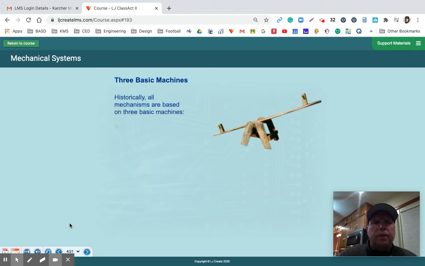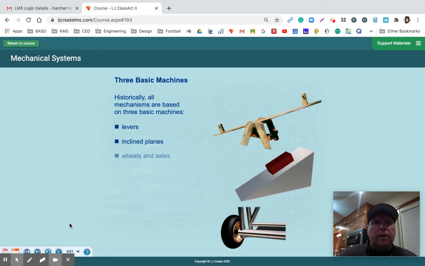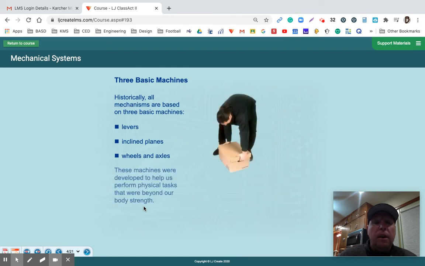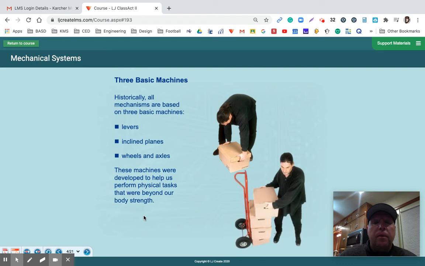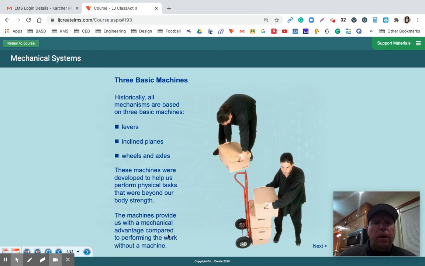Three basic machines. We're going to go over these pretty quick: levers, inclined planes, and wheel and axle. All of these are being used in your Rube Goldberg machine right now. Probably the one that gets used the most is inclined planes, but I'm seeing several machines that are using levers and wheels and axles as well. These machines were developed to help us perform physical tasks that were beyond our human strength. The machines provide us with a mechanical advantage compared to performing the work without a machine.